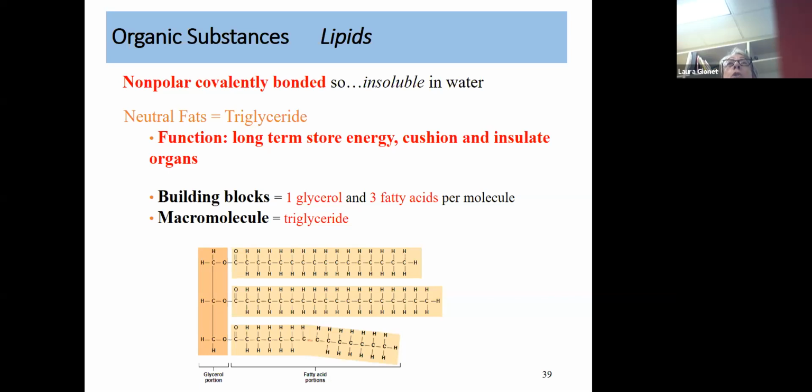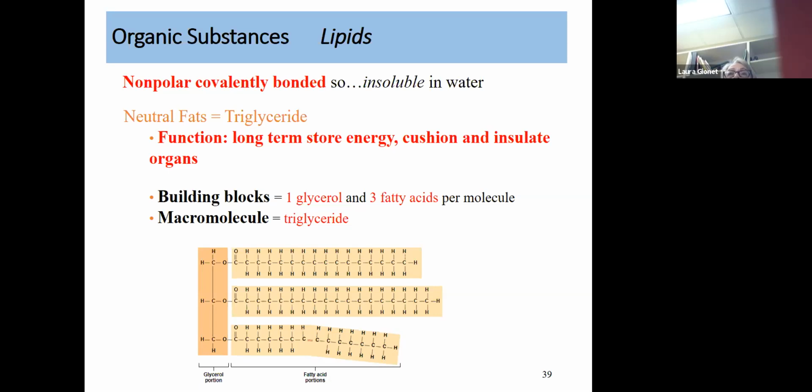Okay, then we move on to lipids. We're getting closer to the end, right? Lipids are non-polar covalently bonded, so they are insoluble in water. It's the only family of non-polar covalent bonds. A neutral fat is called a triglyceride. Triglycerides function as long-term energy storage. Don't we know it, right? It's kind of hard to burn fat. And they act to cushion and insulate organs forever and forever.